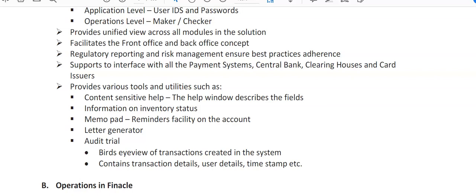Memo pad. Now this is very important. Suppose there is a customer who has not made a nomination in his account, or we require a customer to come to the branch and do some work that has gone missing, so we can write it on the memo pad. So whenever the account of the customer is opened, it will give us a pop-up that there is a memo pad, and that will show what is required in the system. So we can have the reminders facility on the account. We can generate letters, letter of thanks while opening the account, letter to the guarantor, letter to the introducer. So we can generate these letters from the system's letter generator.